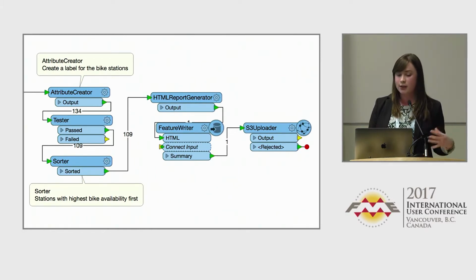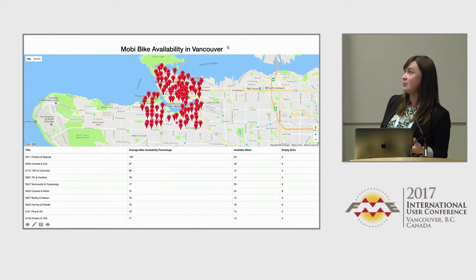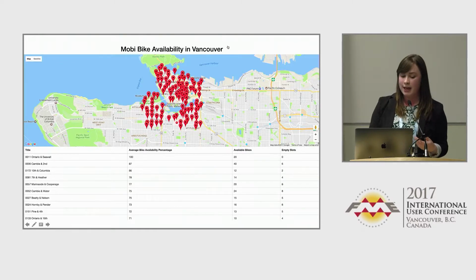And then taking those bikes from Vancouver, using the HTML report generator allowed me to really quickly build a website that looked like this. So I've got the header, I've made these different points around here, you can click on them and it tells you what the latest bike availability is. And then a nice table at the bottom so you can see in order which bike stations have the most availability.